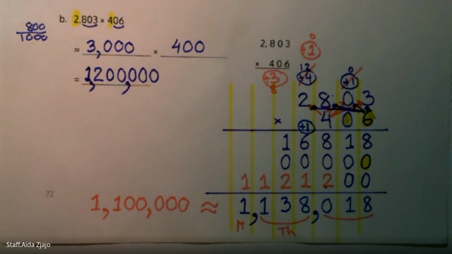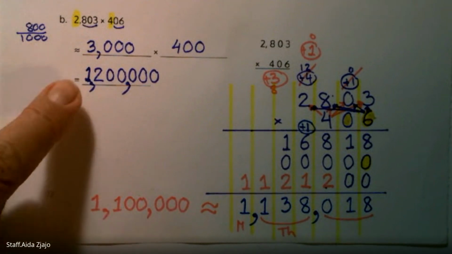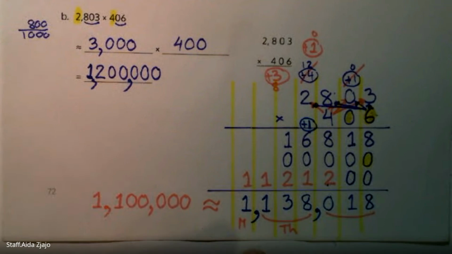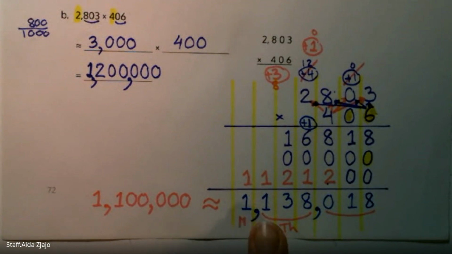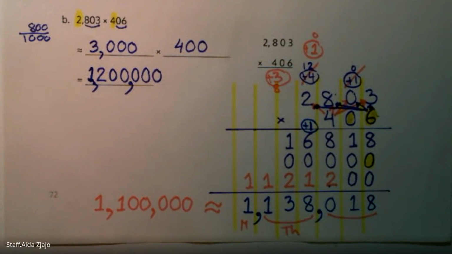So the estimate that I have done was much higher than the real answer, but it's less than 100,000 off. So the answer is in between 1,100,000 and 1,200,000, because the answer is 1,138,018. Okay, guys, I hope that makes sense and that you learned something.